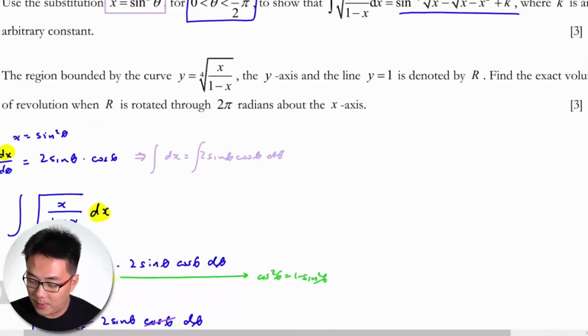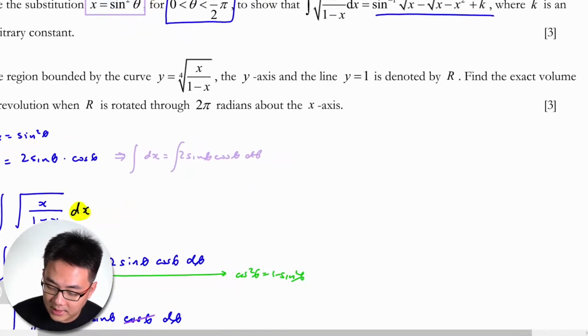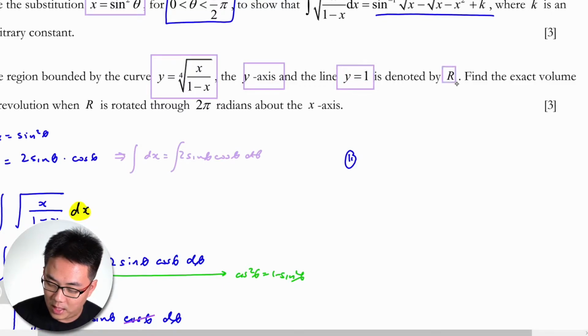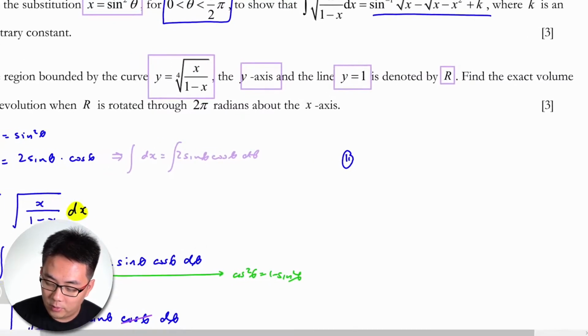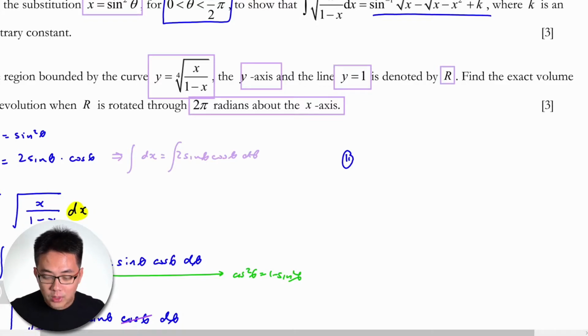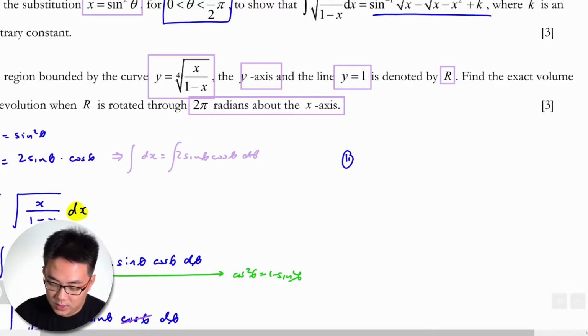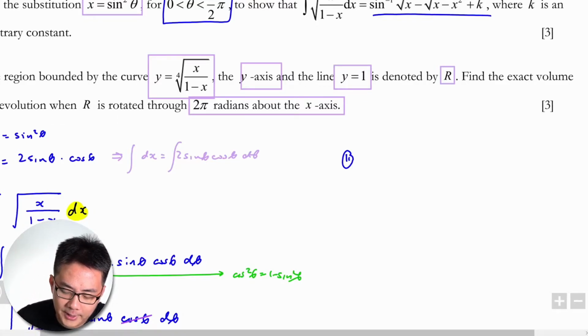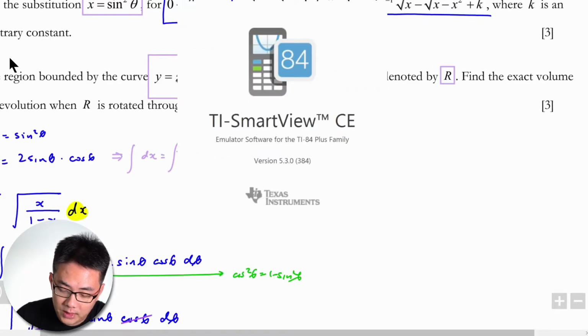Okay, so let's look at part 2. In part 2, you're asked that the region bounded by this expression here, the y-axis and y equals 1 is denoted by R. Find the exact volume of revolution of R about the x-axis. Great. If you're not sure what's going on, I would suggest you just use your GC and sketch it out, and we're going to see how this pans out.